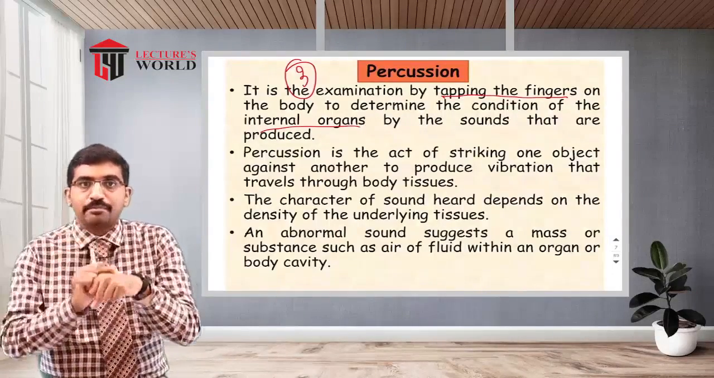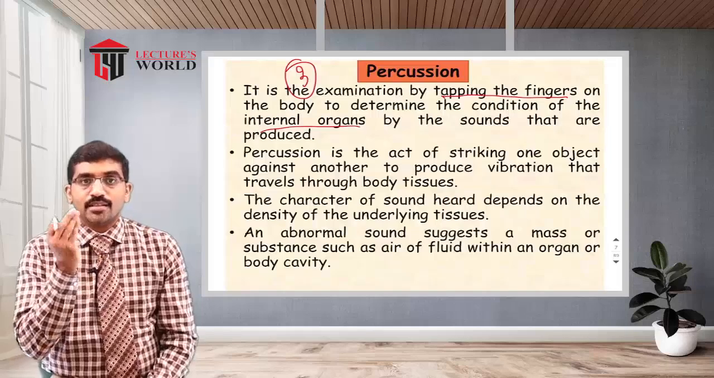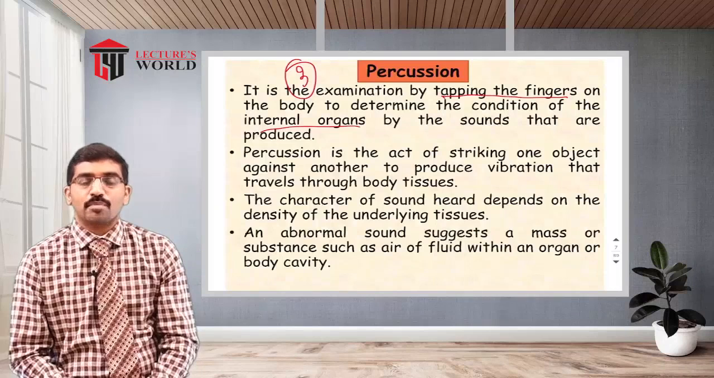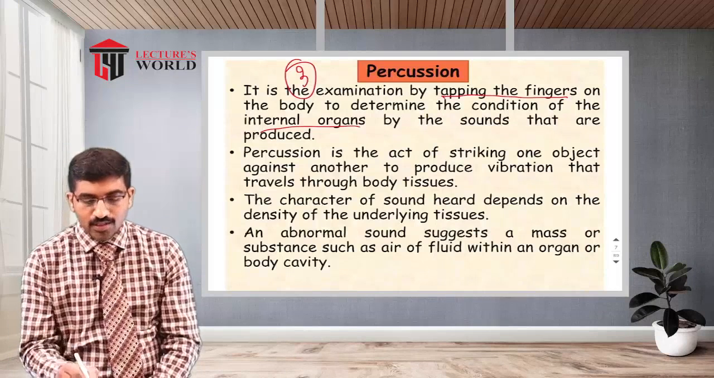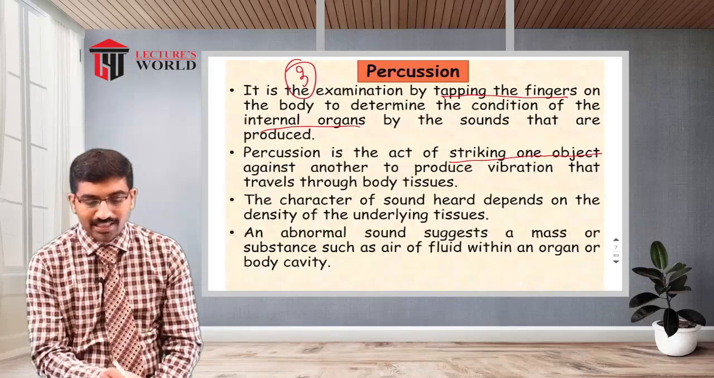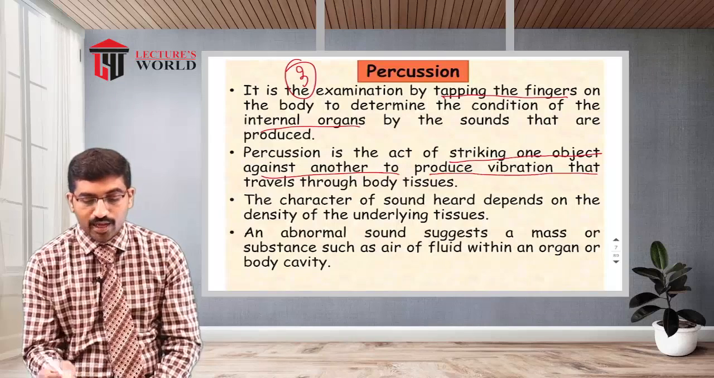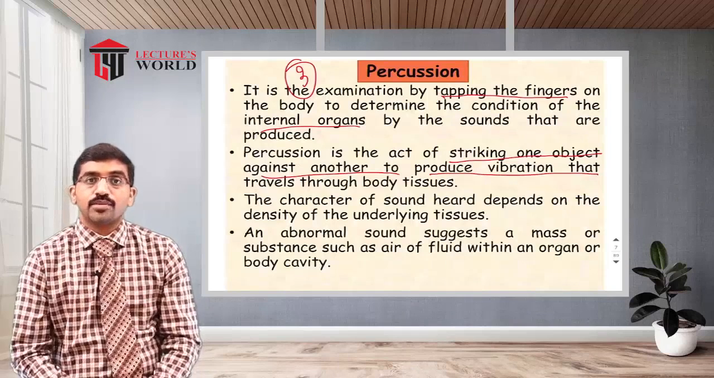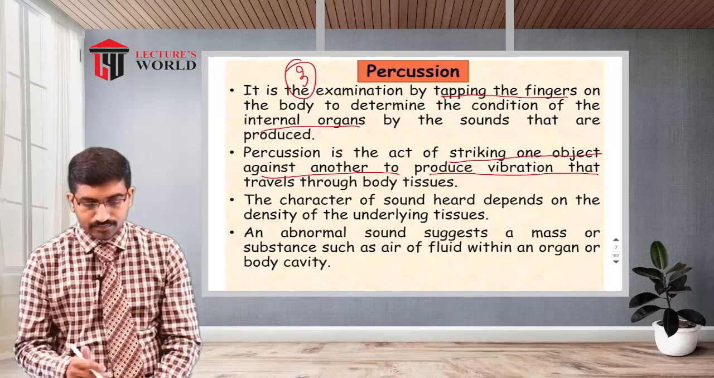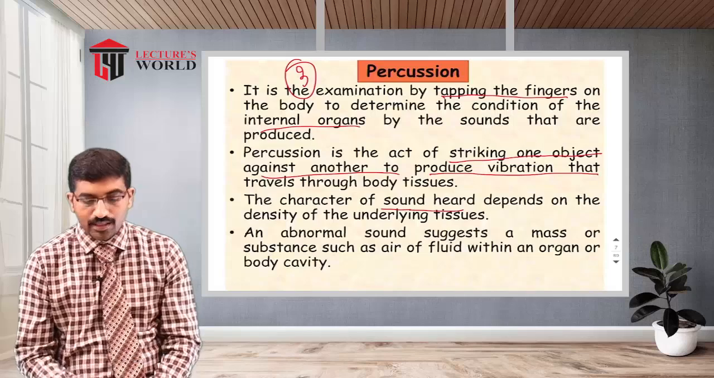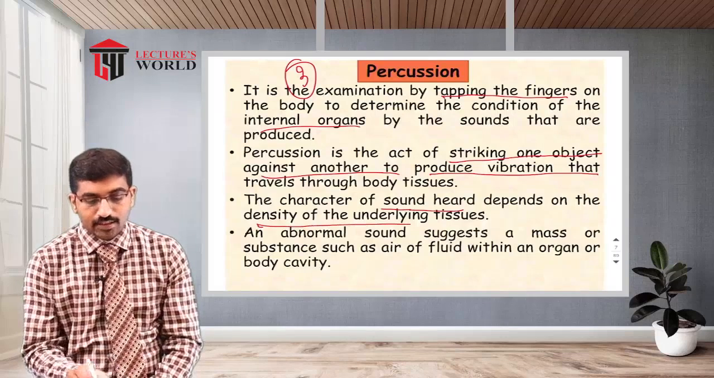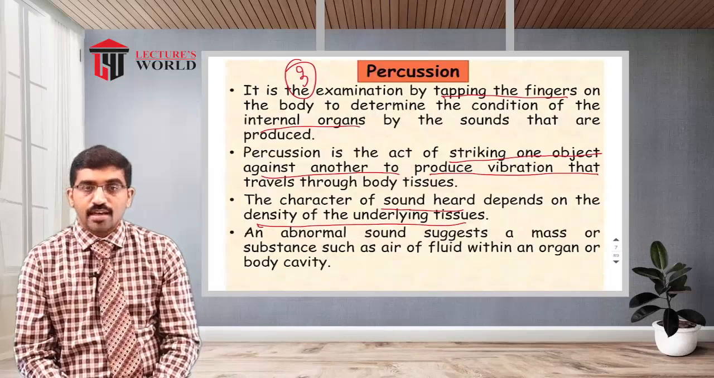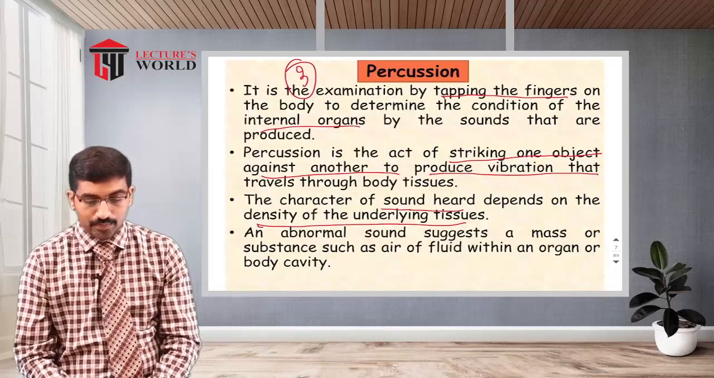So when you tap, what will happen? Some sounds will be produced, and based on those sounds, you can understand whether it is a normal sound or an abnormal sound. It is the act of striking one object against another to produce vibration, and that vibration will travel through the body tissues. The character of the sound that is heard depends upon the density of the underlying tissues. So how dense the tissue is determines how the sound will appear.